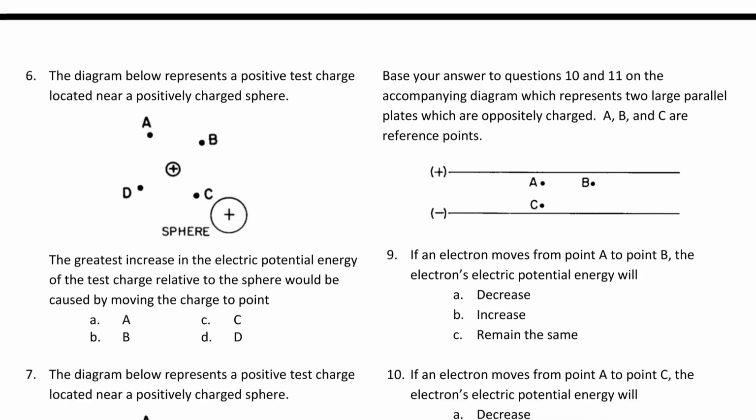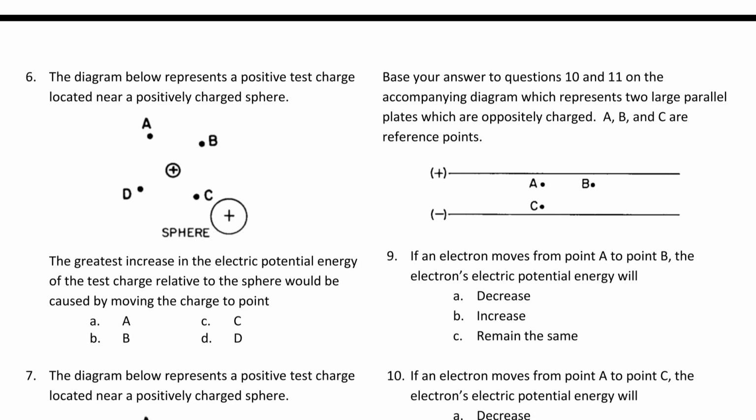Number 6. Diagram below represents a positive test charge located near a positively charged sphere. The greatest increase in the electric potential energy of the test charge relative to the sphere would be caused by moving the charge to point A, B, C, or D. All right, so they're talking about an increase in the electric potential energy. Let me put it to you this way, right?